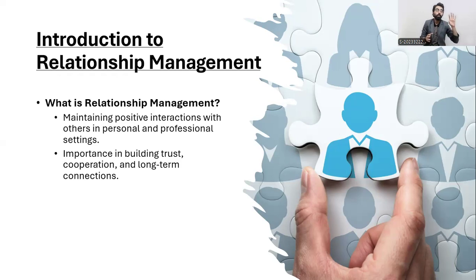Like if you are working in an organization and you are interacting in a hierarchical form or in a vertical form, then you are interacting in a professional setting. But while you are interacting horizontally, you are interacting in a personal setting. What it does is basically create trust, cooperation, and long-term connections between the parties or the people who are interacting.